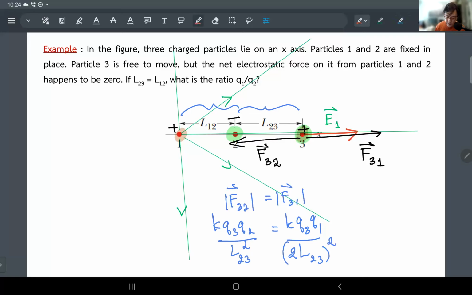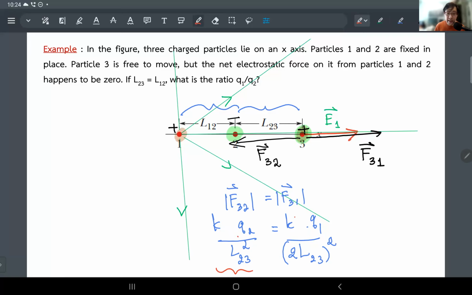Almost done, guys. Q3 cancels. Can you see that? Okay, let's pause right here. Once I cancel the Q3, do you see what is going on here? Let's eliminate that. What do you see? It's KQ2 over L23 squared on the left.